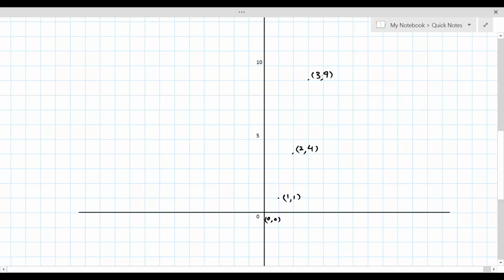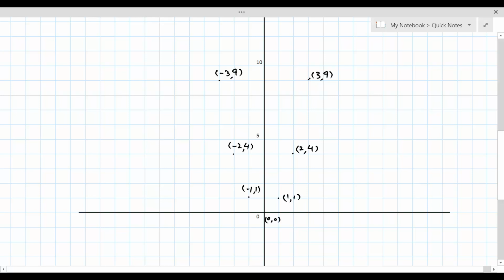And on the negative side, for negative values of x, the point is minus 1, 1, and minus 2, 4. Minus 2, 4 is right here, and then minus 3, 9. Minus 3, 9 is right here. This is minus 3, 9. And now for drawing the graph, we join these points with a freehand curve.